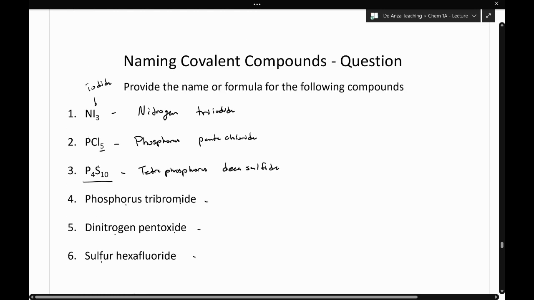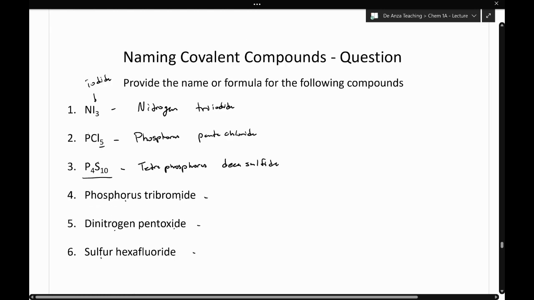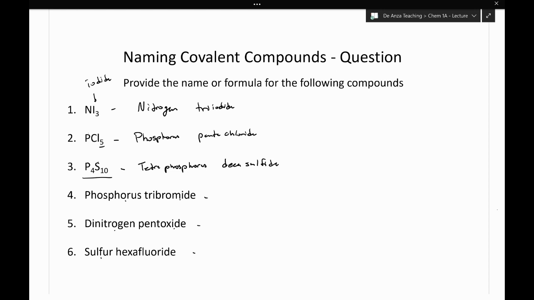So we have phosphorus. There's no prefix that comes before that, so that must just be a single phosphorus. And then we have 3 of bromide. And so bromide is the base name of bromine plus IDE, and we put 3. So that's PBr3. The second one, we have 2 nitrogens. So dinitrogen means N2. Pentoxide means that you have oxygen is oxide, and you have 5 of them.